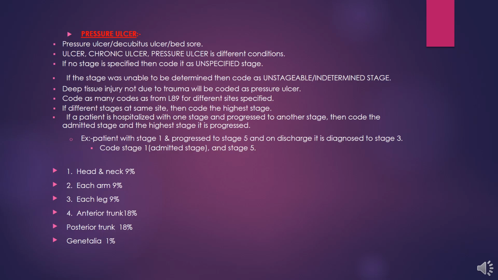A patient with stage 1 progressed to stage 5, and on discharge is diagnosed as stage 3. Code the stage on admission, stage 1 or stage 5. Rule of nines: head and neck 9%, each arm 9%, each leg 9%, anterior trunk 18%, posterior trunk 18%, genitalia 1%.